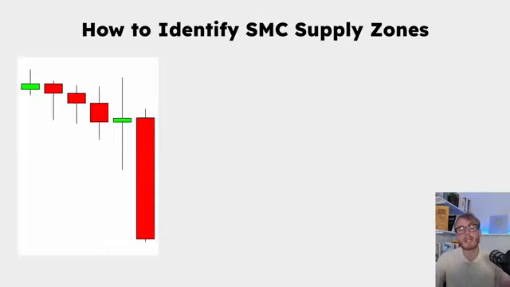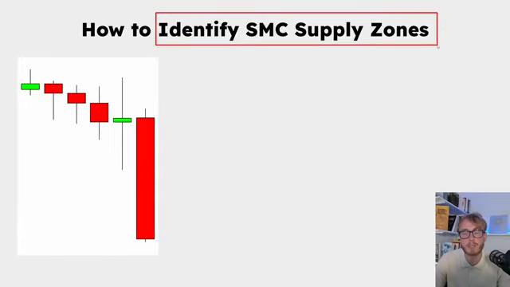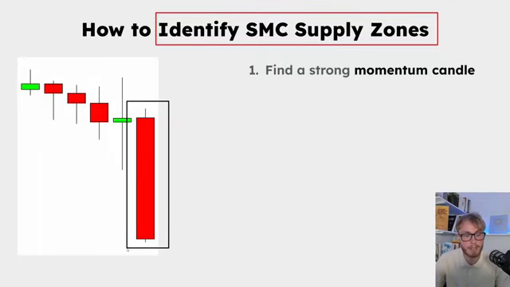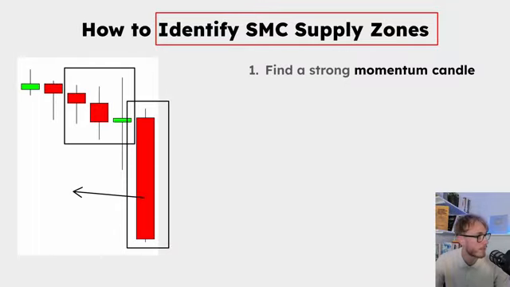Now let's also quickly take a look at how to identify smart money concept supply zones. To do this, once again, the first step is to find a strong momentum candle. As you can see right here, we have an example of a strong momentum candle. Why is this a momentum candle? Well, we take a look at the previous candles, and we can clearly see that the real body of this candle is much more than twice the size of the previous candles. In this case, it's maybe 5 times as large, and this is a good sign of a momentum candle.